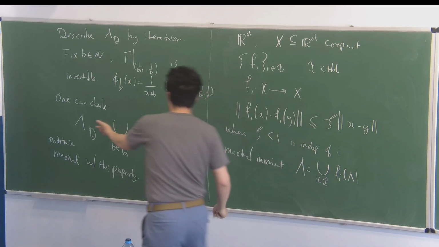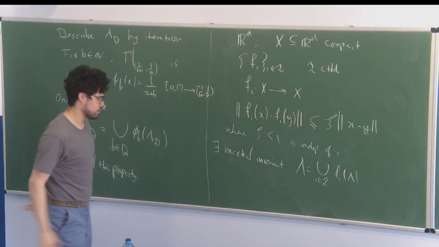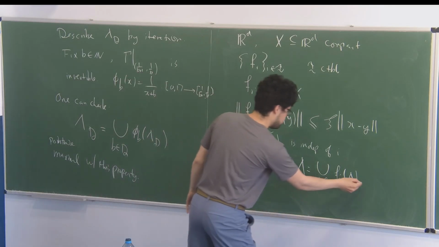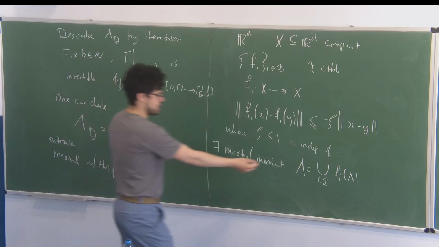So the existence of the set lambda isn't special. This only depends on the fact that we're contracting, and even if you remove the contracting assumption, it still usually works, although you have to be a tiny bit more careful. And we're interested in this set lambda.